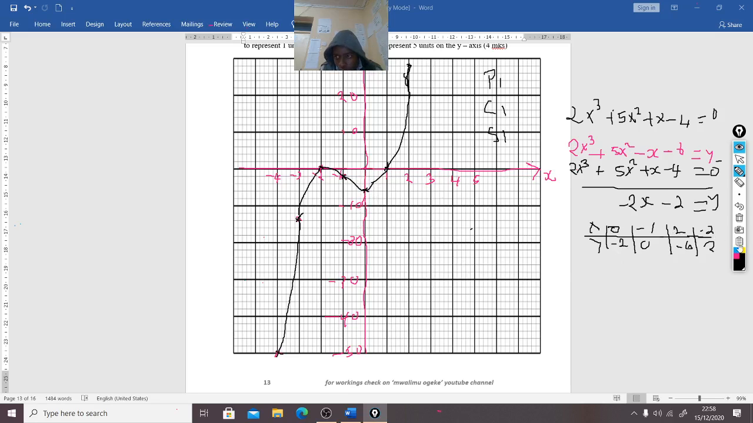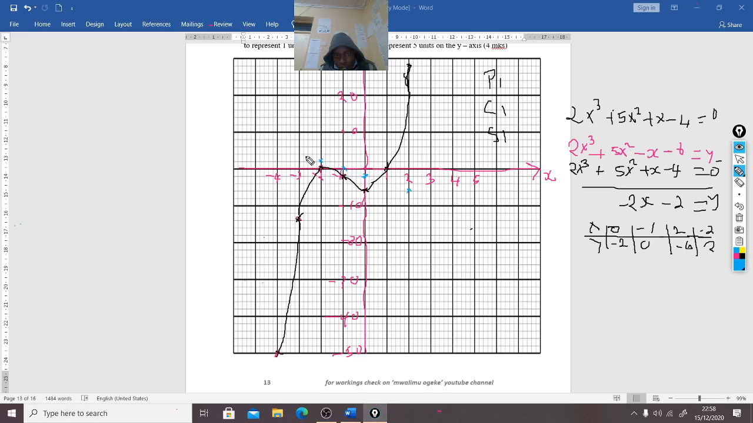Let me use this color. 0, negative 2. I will have a point there. Then I also have negative 1, 0. I can also have that point there. There is also 2, negative 6. I move 2, then it's negative 6, the line will be around there. Then I also have negative 2, 2. Negative 2 is 2 here.